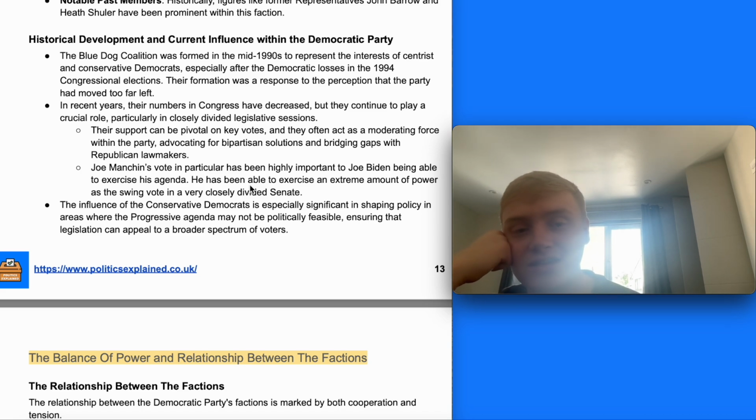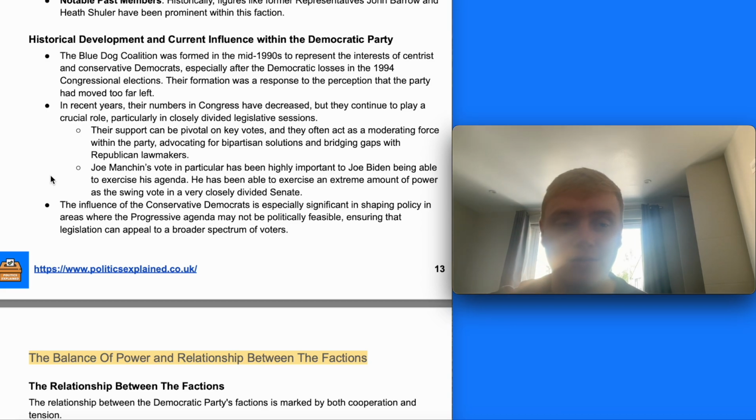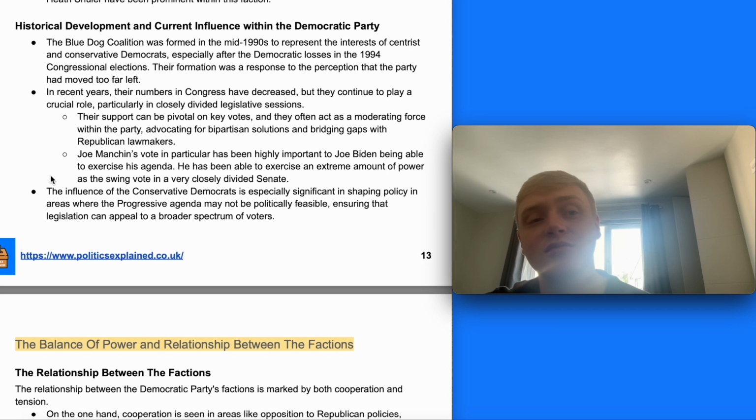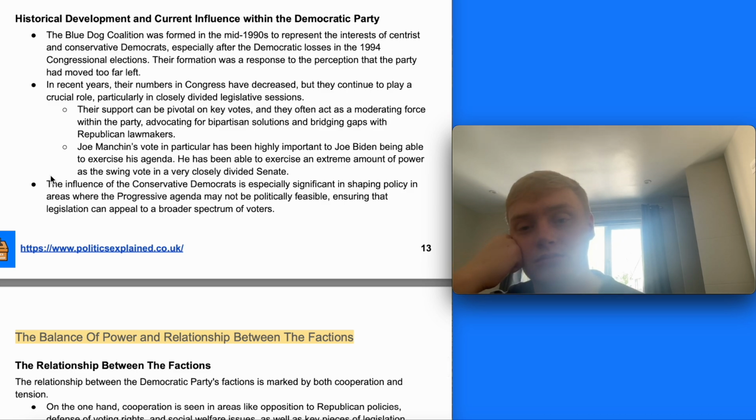Joe Manchin's vote in particular has been highly important to Joe Biden being able to exercise his agenda. He's been able to exercise an extreme amount of power as the swing vote in a very closely divided Senate. And as a result, has kind of played a role in moderating a large number of Biden's proposals.